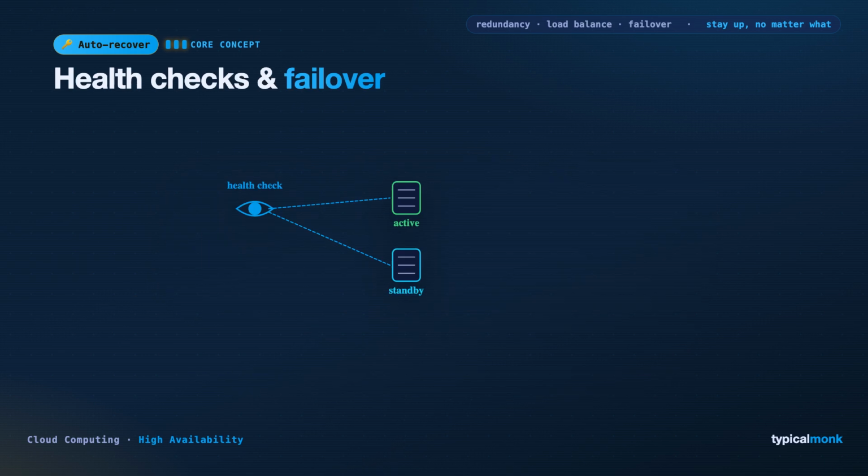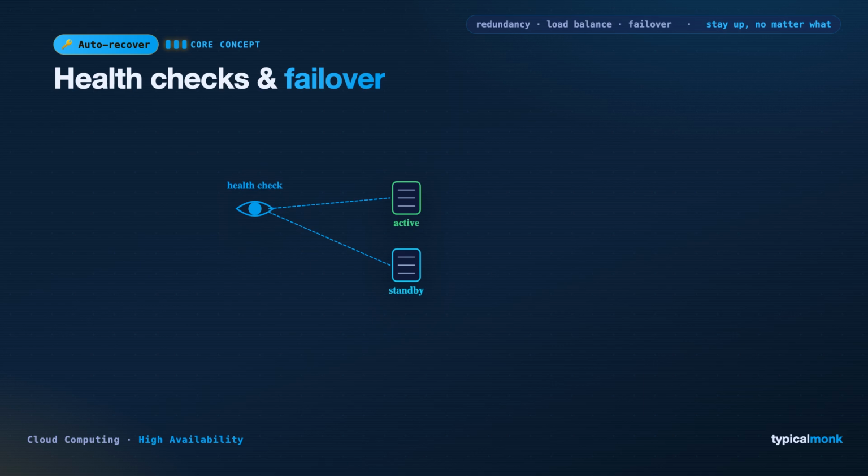We have redundant copies spread across zones with a load balancer in front. The last piece is the automation that detects a failure and reacts to it with no human involved. That is health checks and failover. Health checks are continuous, automatic tests of whether each component is alive and working properly. At regular intervals, every few seconds, the system pings each server or service and asks, in effect, are you healthy?